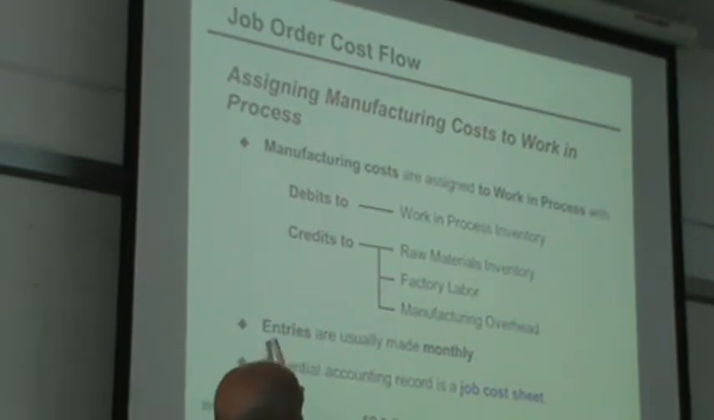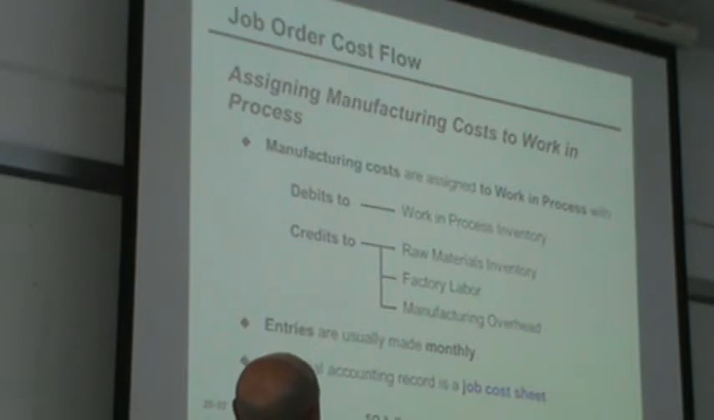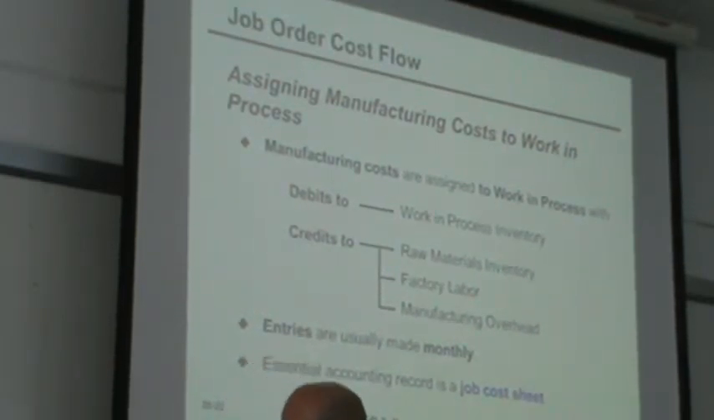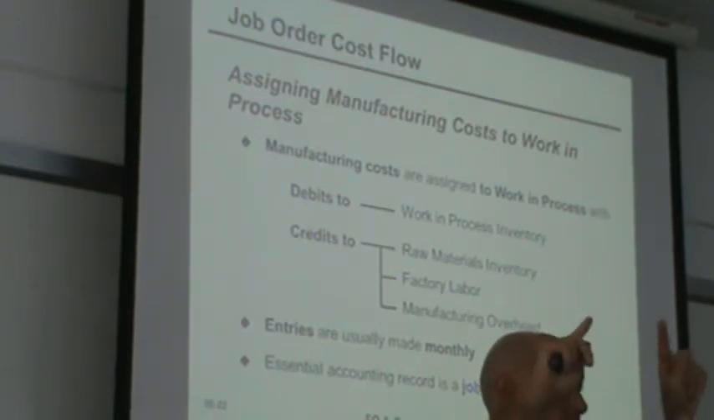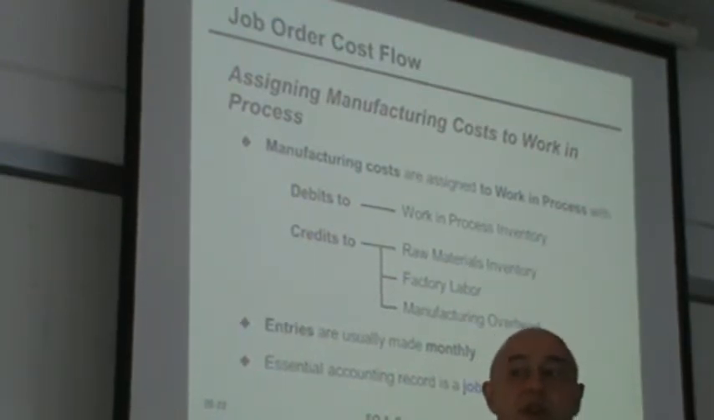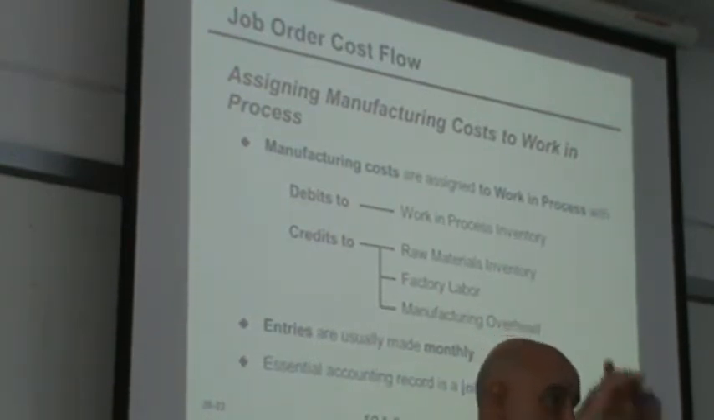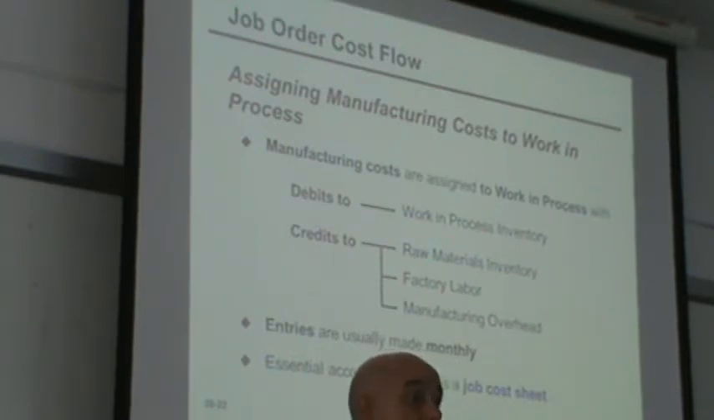You make them usually monthly. And the accounting record is called a job cost sheet. A job cost sheet is simply a piece of paper for all costs of a job. There will be an example coming, okay? It's a simple piece of paper and you write everything, all the costs of a particular job. All right.